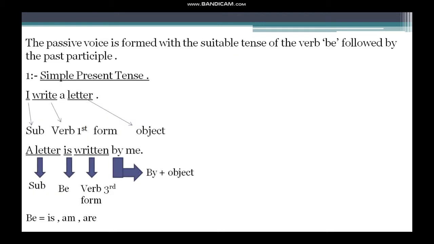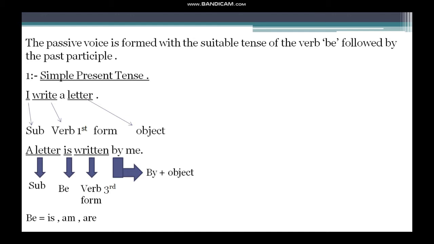The passive voice is formed with the suitable tense of the verb be followed by the past participle. मीन्स जब भी हम पैसिव वॉइस में सेंटेंस को कन्वर्ट करते हैं उस समय हम बी हेल्पिंग वर्ब का यूज़ करते हैं. And you all know in present tense be form of verb is am, is, are, and in past tense that will be was or were. Suppose one example I have given here.